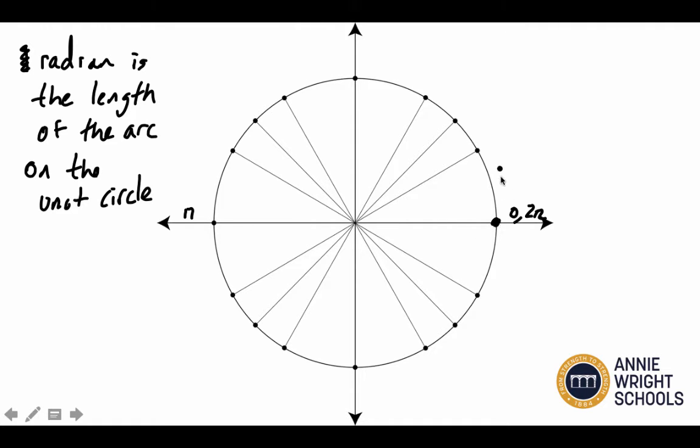If I go a quarter of the way around the circle, I get 2 pi divided by 4. That's why I get pi halves. If I go 3/4 of the circle, I get 3/4 times 2 pi, and I get 3 pi over 2.